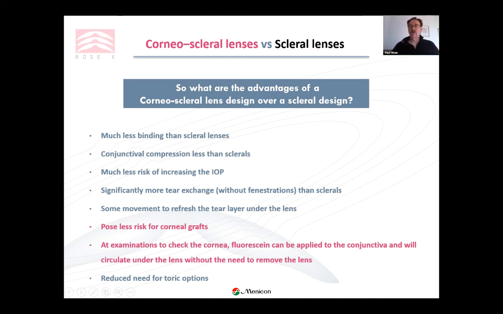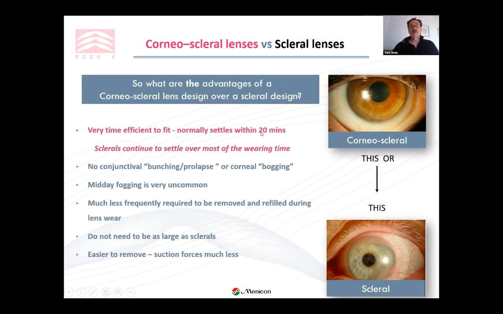Because they are smaller, there is a reduced need for toric options. They usually settle within 20 minutes, so you don't need to think about where that lens is going to end up. It's not a 4-hour job. Usually within 20 minutes, you know where the lens is going to end up.